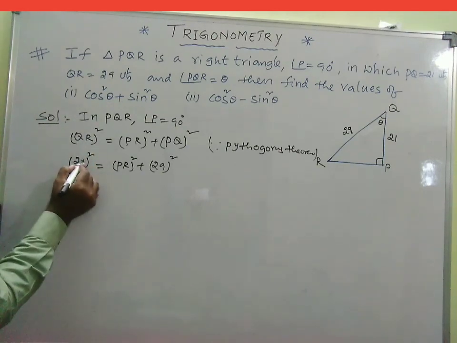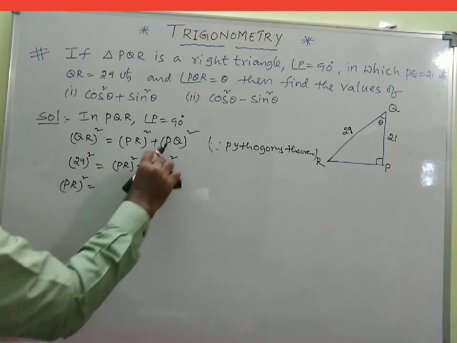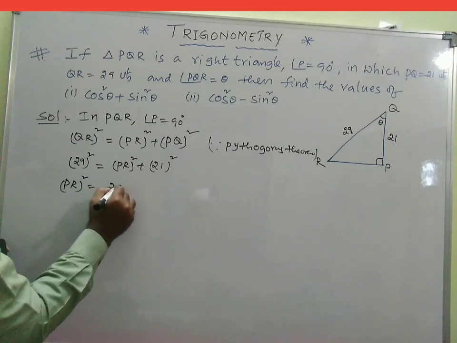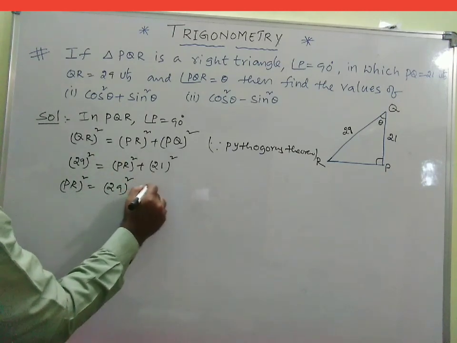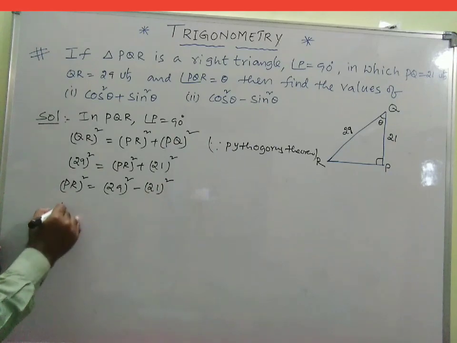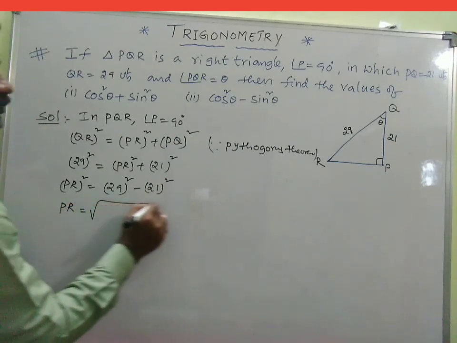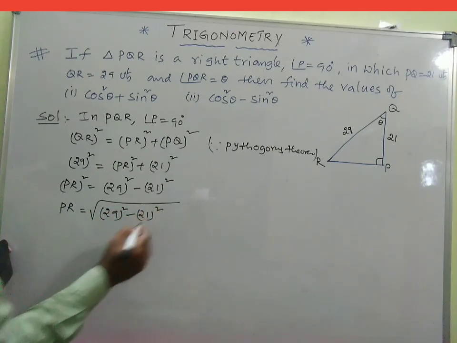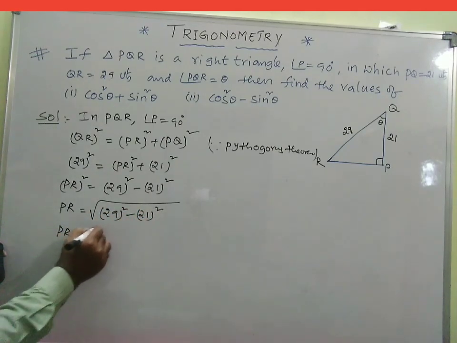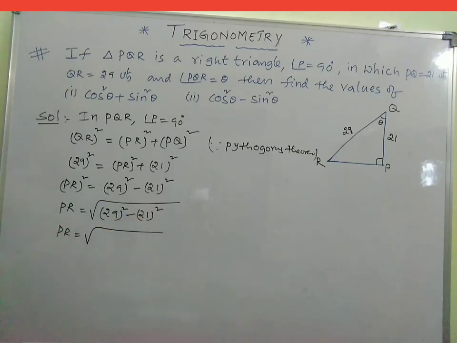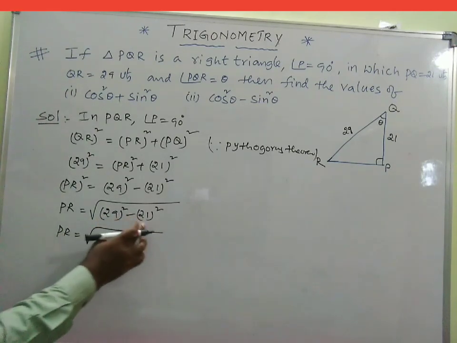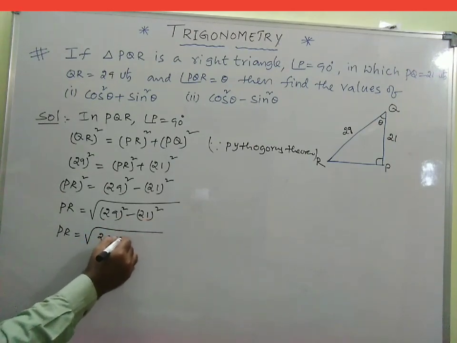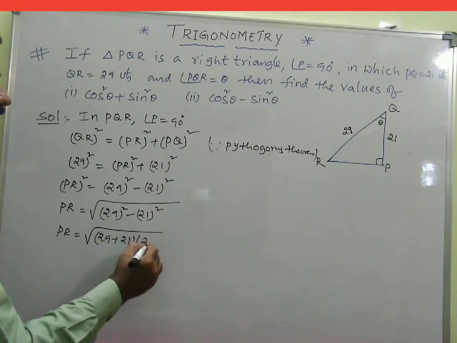Now QR is 29 whole square, whereas PQ whole square is 21 whole square. So 29 whole square, and sending that side, minus 21 whole square. Therefore PR is equal to root of 29 whole square minus 21 whole square. If you know the squares of 29 and 21, you can substitute. If not, do one thing: this is like a square minus b square, no? Can also do like that, a square minus b square is a plus b into a minus b.